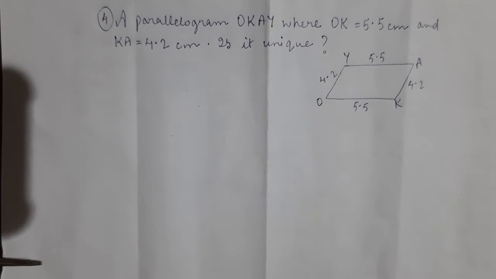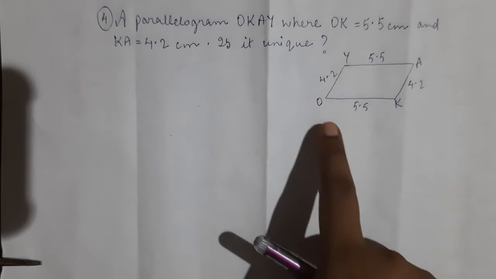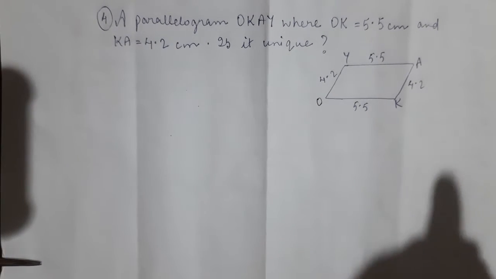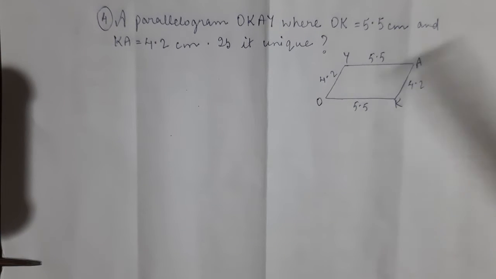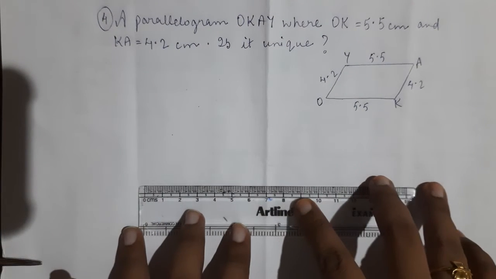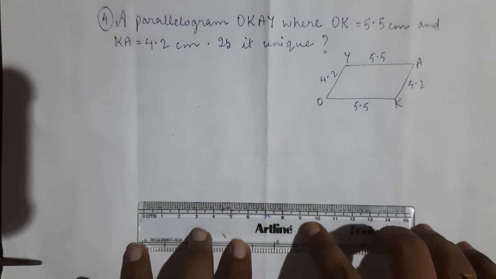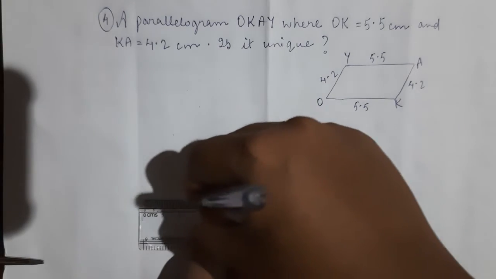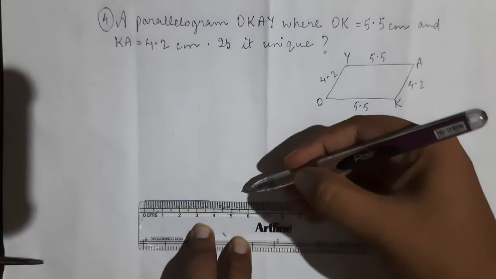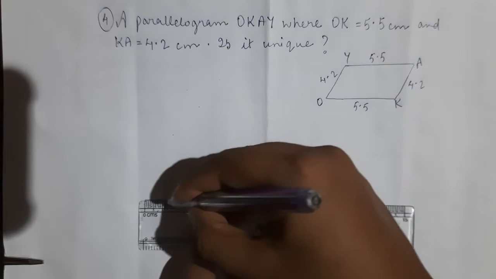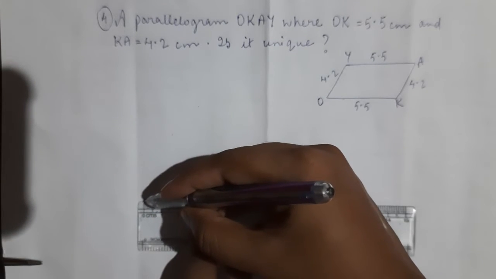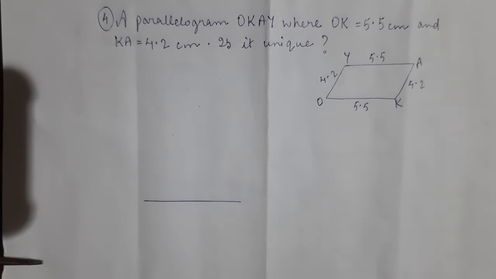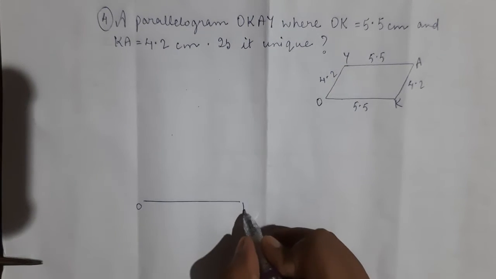So now let us draw it. Let us construct it. So children, first what we will do is we will draw the line OK, which is 5.5 centimeter. Let us draw 5.5 centimeter. Here it is 5.5. So we have drawn it, and named it OK.